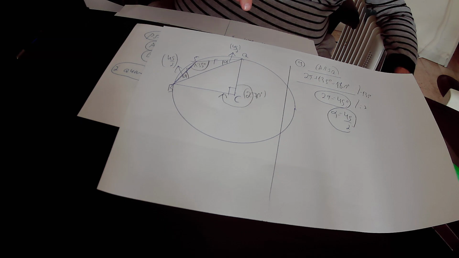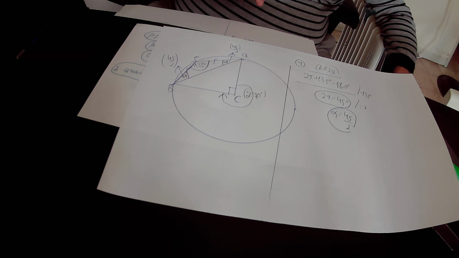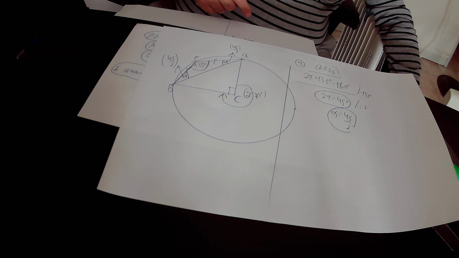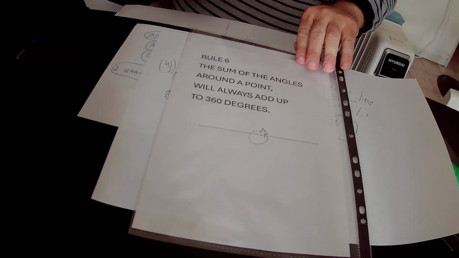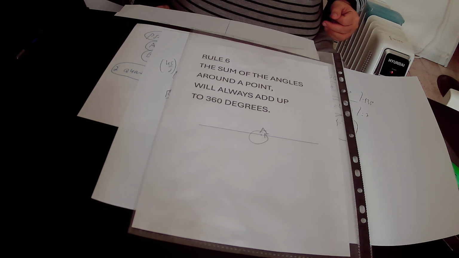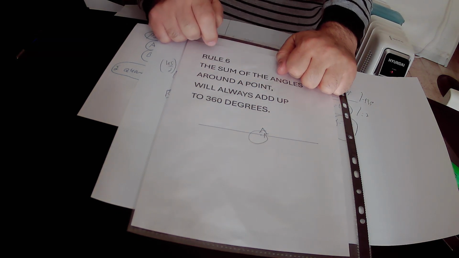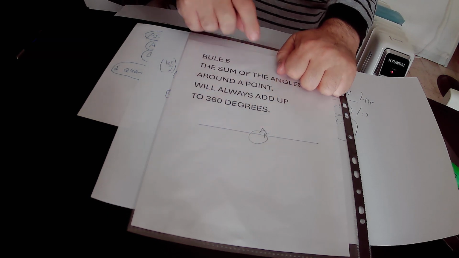Okay, so we have to find out the size of the center angle QCB. In order to find out the size of this angle, I presented to you rule number 6, and we implemented rule number 6 in our drawing. According to rule number 6, the sum of the angles around a point will always add up to 360 degrees. So in the drawing we have this point A. According to rule number 6, the sum of the angles around point A equals 360 degrees.